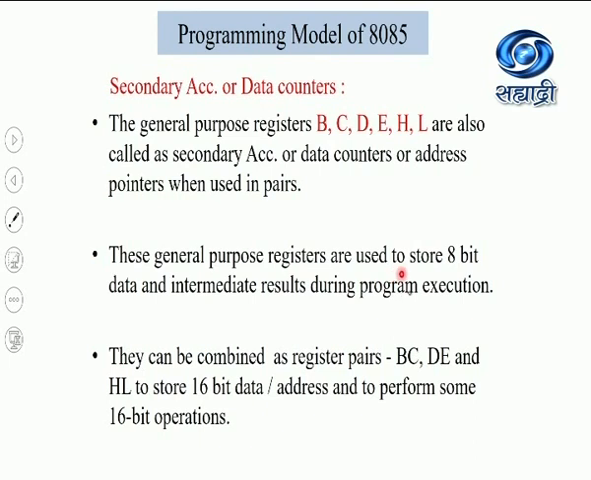These general purpose registers are used to store 8-bit data and intermediate results during program execution. They can be combined as register pairs BC, DE, HL to store 16-bit data or address and to perform some 16-bit operations. For example, double byte addition. So you need a register pair for that.